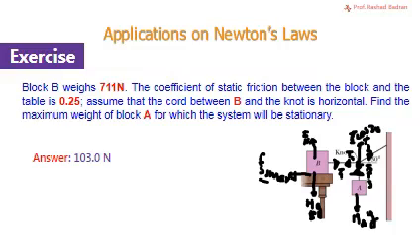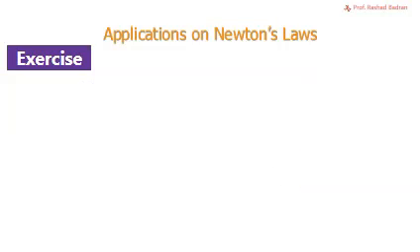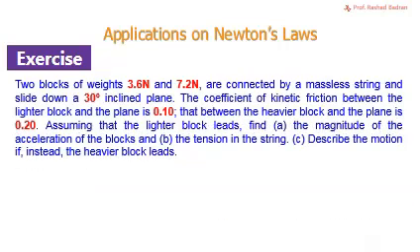Now, by solving all these equations, you will end up with 4 equations and 4 unknowns. That's T1, T2, T3, and MAG. You will be able to solve them and get MA from this problem. And the answer is going to be 103 Newton for A. This is an interesting exercise for the student to do. It's really a challenge problem.